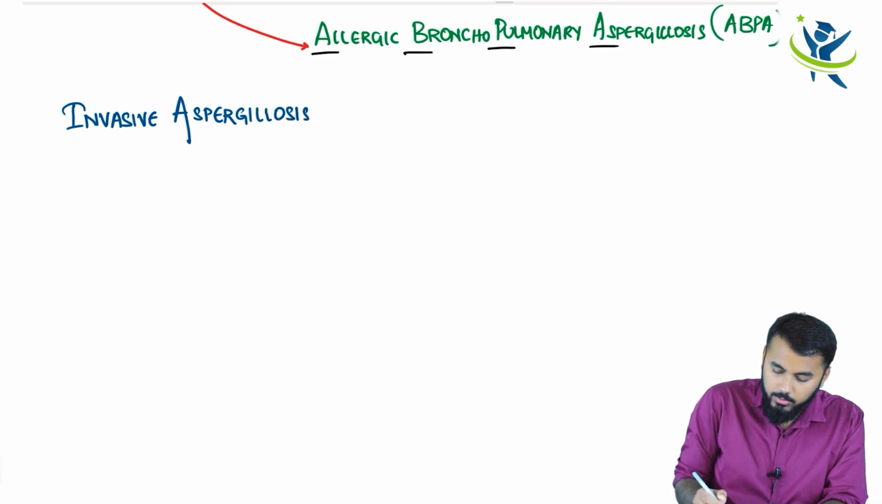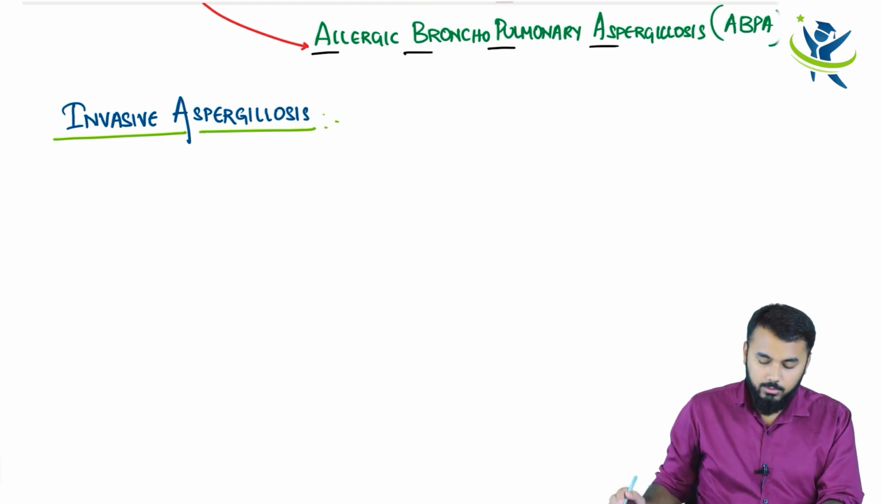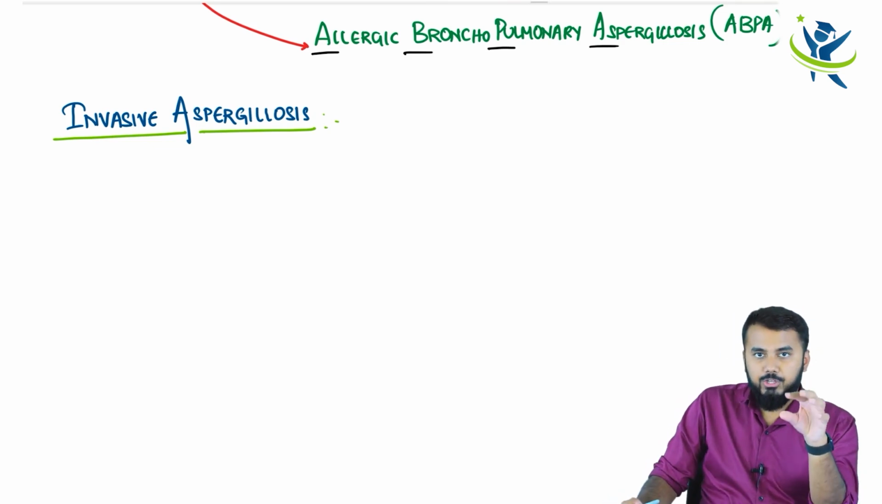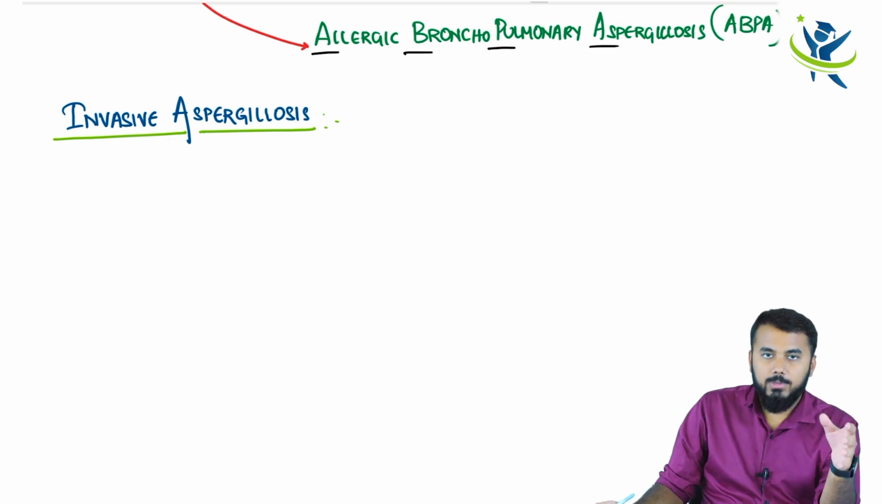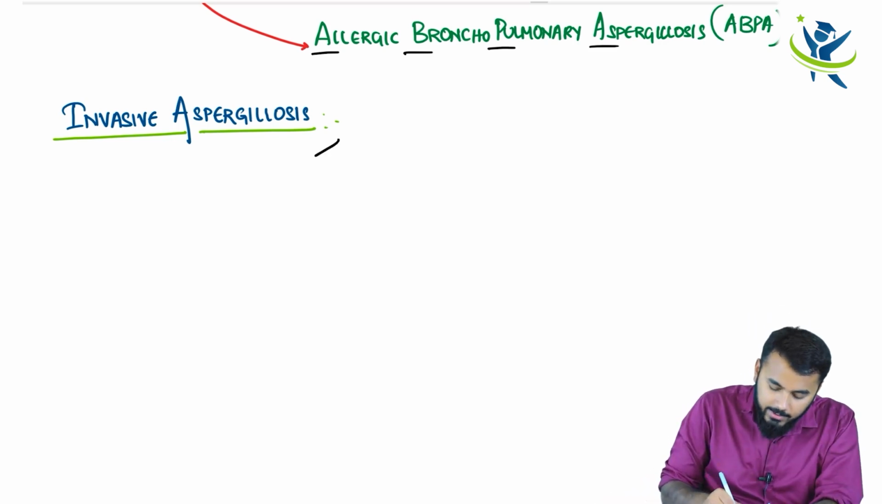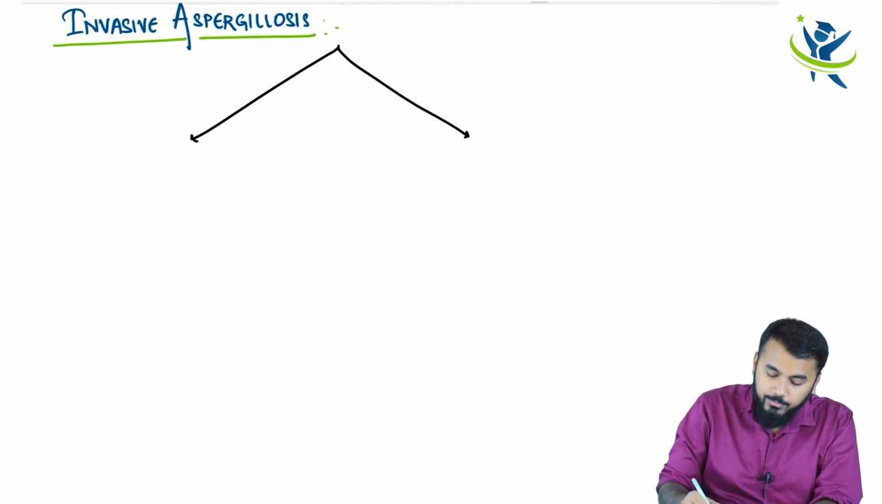Now, when you discuss invasive aspergillosis, what is the important thing you need to know? The first important thing is which group of patients you see this infection in. Aspergillus fumigatus mainly affects two groups of patients. Who are these two groups?